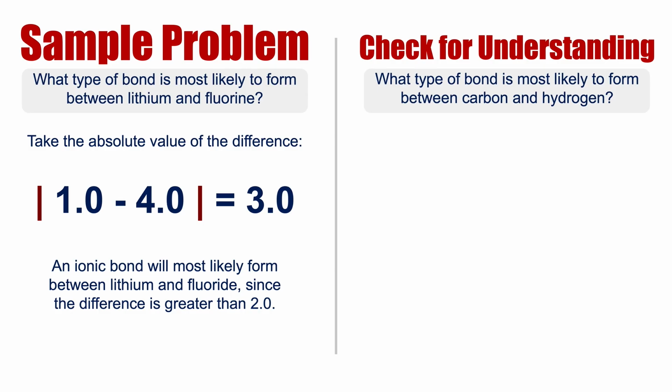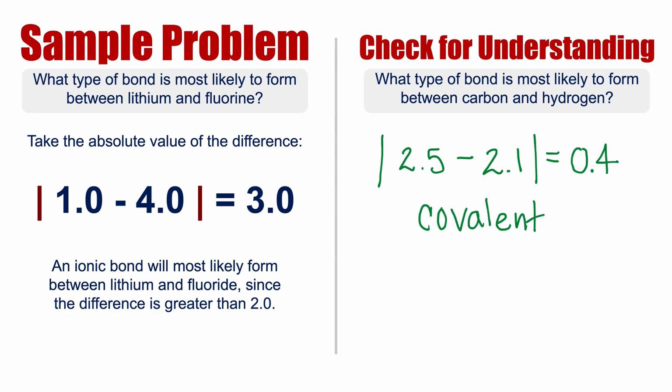What I want you to do is try the check for understanding problem. What type of bond is most likely to form between carbon and hydrogen? That difference is going to be 0.4, so that's most likely going to be a covalent bond where electrons are going to be shared back and forth between those two elements.